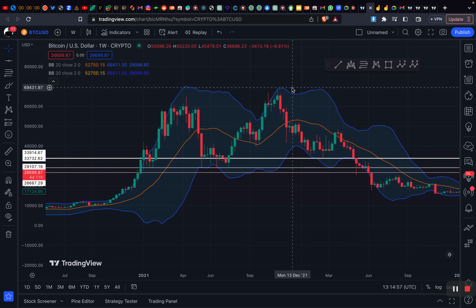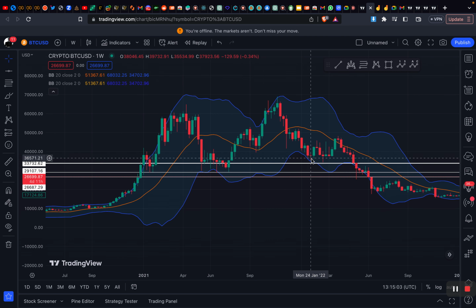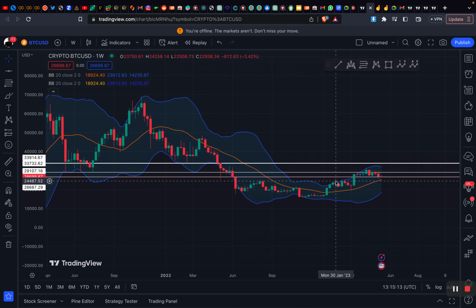Once you are at the bottom of the Bollinger Band, buy. Once you are at the top of this Bollinger Band, sell. Once you see a candlestick shooting out from the bottom of this Bollinger Band, buy. Same thing here. As it's coming out of the top of the Bollinger Band, sell. As it's coming out from the bottom of the Bollinger Band, buy. As it's coming out from the top of the Bollinger Band, sell.